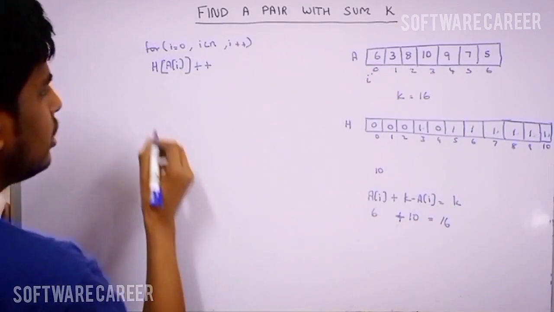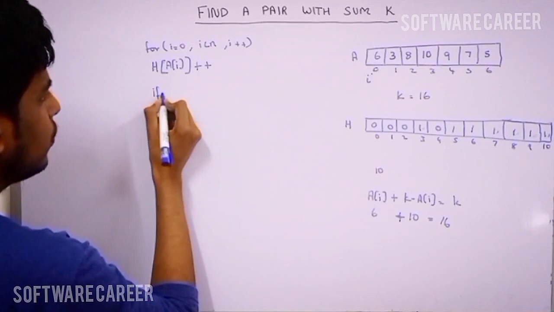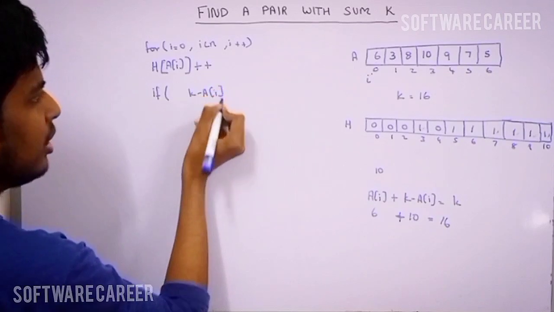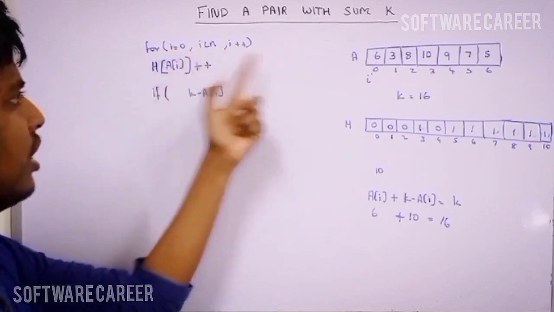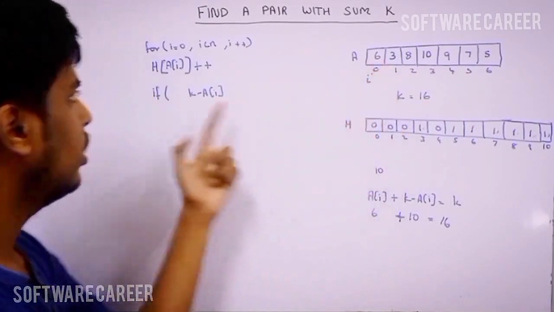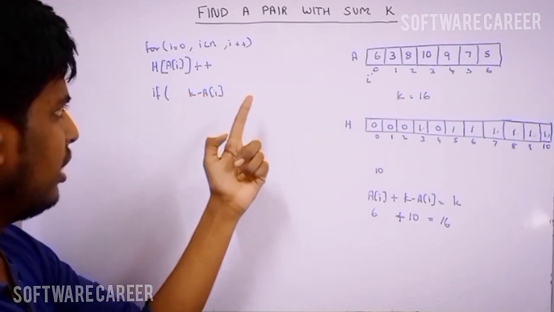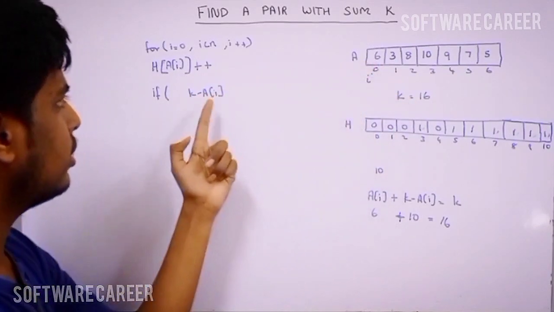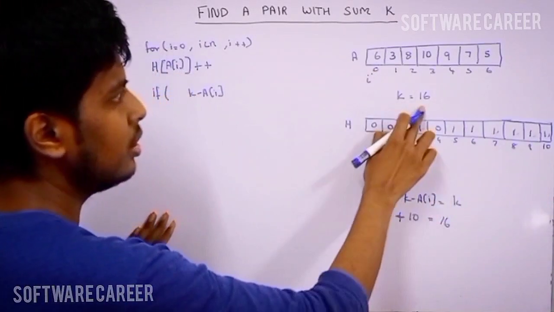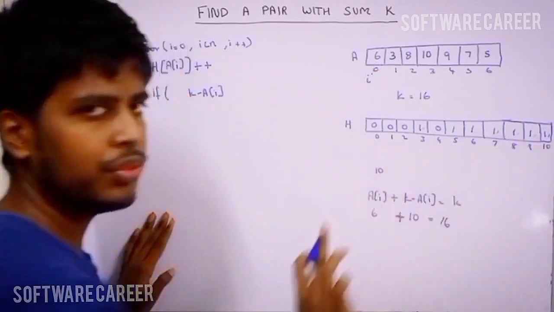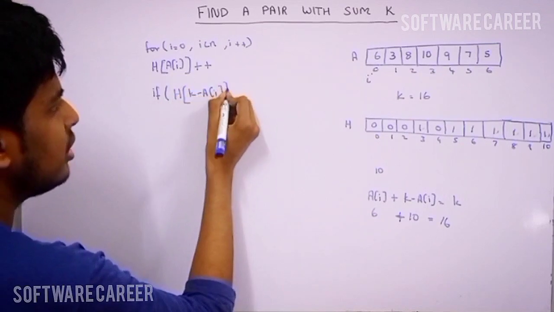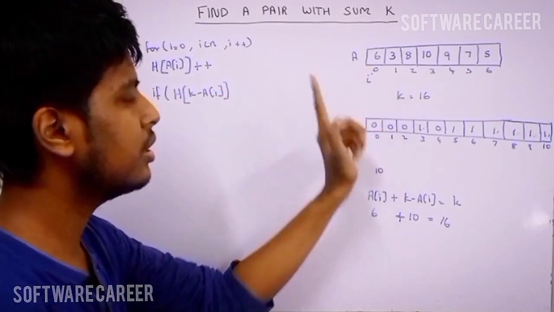Now the second step. The second step is if k minus a[i]. What is this k minus a[i]? See, while traveling in this loop, I am doing k minus a[i], 16 minus 6. k is 16, that's why I am writing k. That k minus a[i] is the index of the hash table. 16 minus 6 is 10. I am searching in h of 10, so I am writing h of k minus a[i].